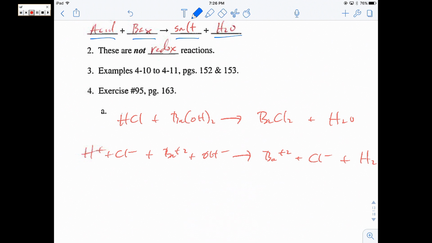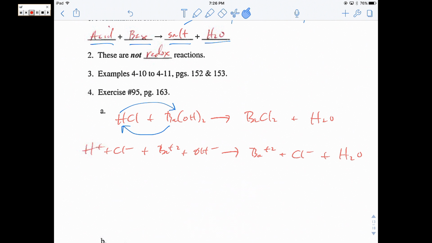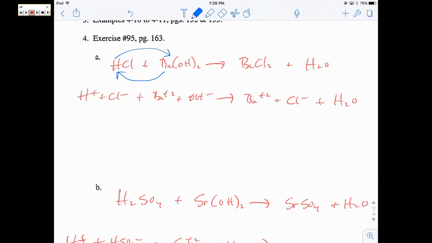Taking a look at this first one, we got HCl and barium hydroxide, makes barium chloride and H2O. You can see that the hydrogen replaced the barium, but rather than being alone, the barium also came around and replaced the hydrogen. Ionic equation is split things up. If we were going to do the net ionic, we would cancel out those Cl's and cancel out the Ba's, and we get H plus, and OH makes H2O.